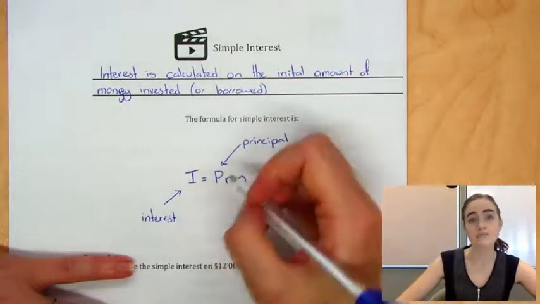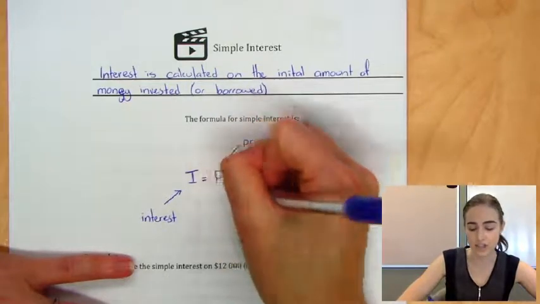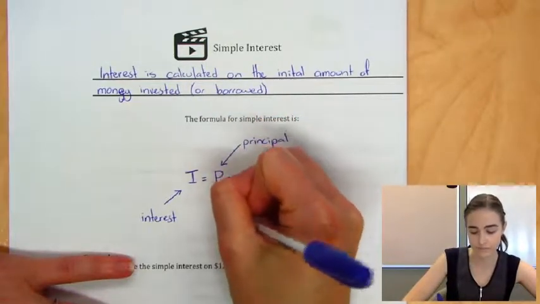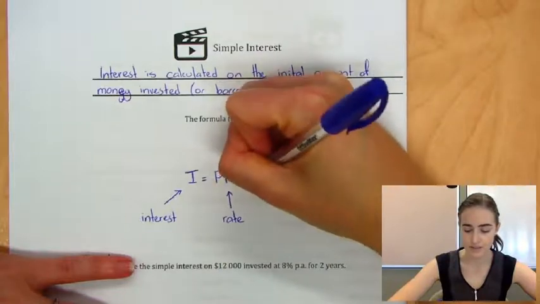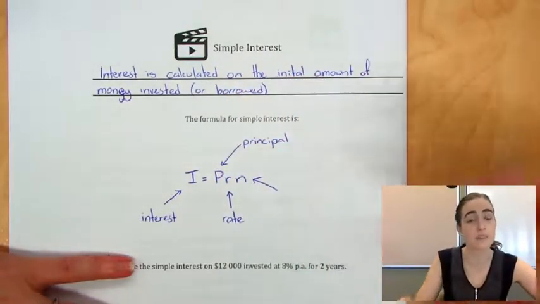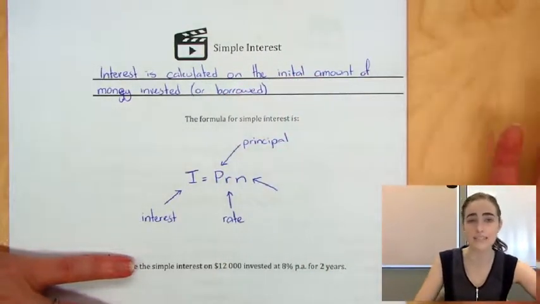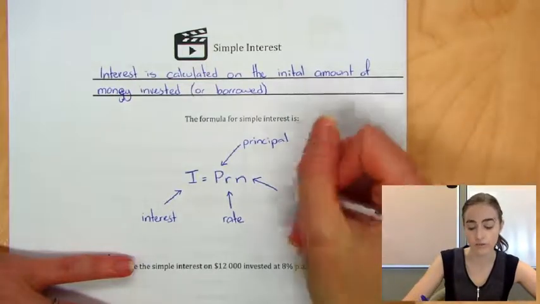The R is the rate. So that's the percentage interest rate. And the N is the number of time periods. So that might be the number of years or months or days that that investment is earning interest for.